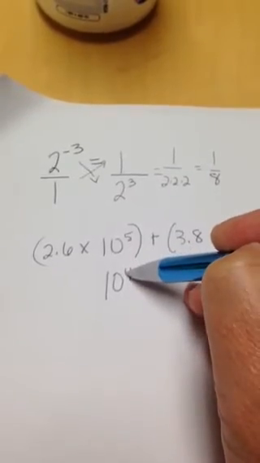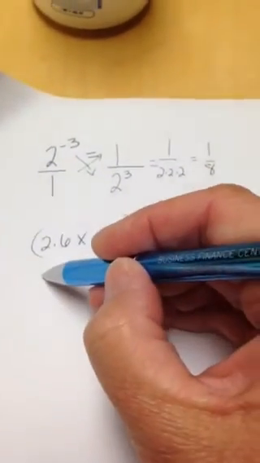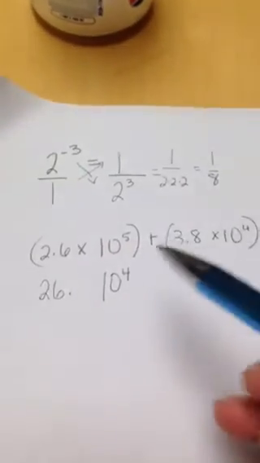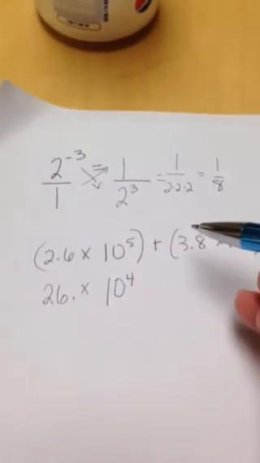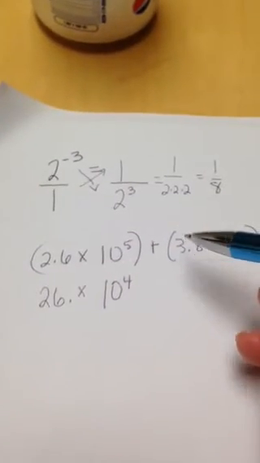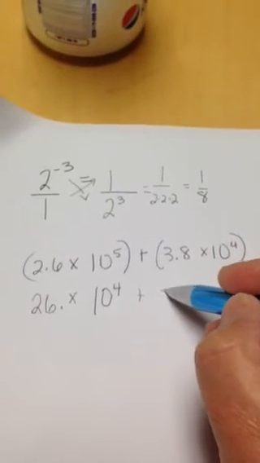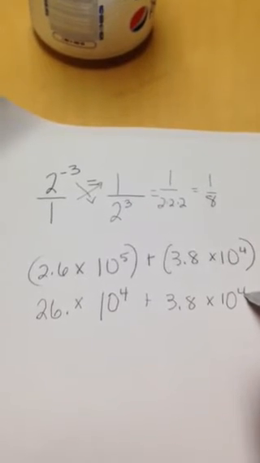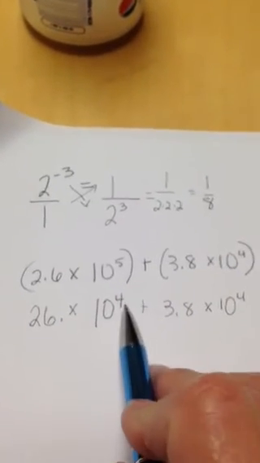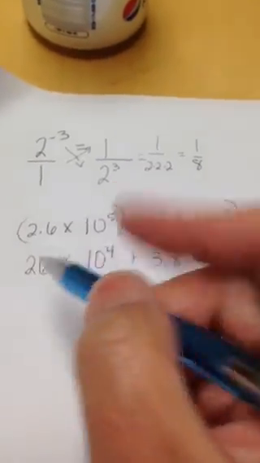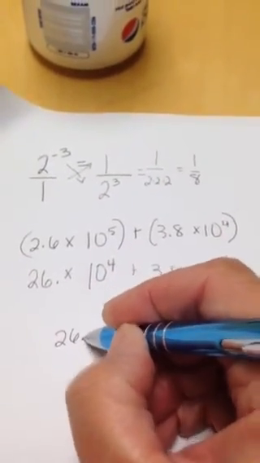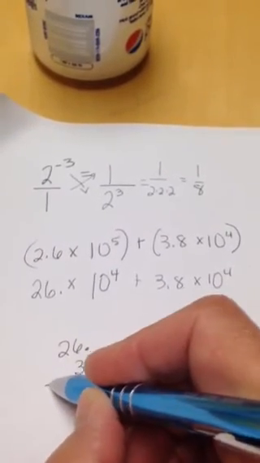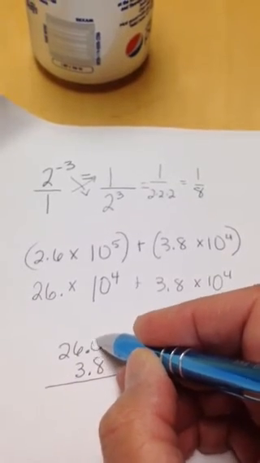If I reduce this exponent by 1, I'm going to increase this by 1, which means I'm going to move the decimal 1 space to the right. So this is 26 times 10 to the 4th plus 3.8, also times 10 to the 4th. Now I have to add these together. My exponent's the same, so 26 has a decimal at the end, and 3.8 has its decimal in the middle of the number. Make sure you line those up.